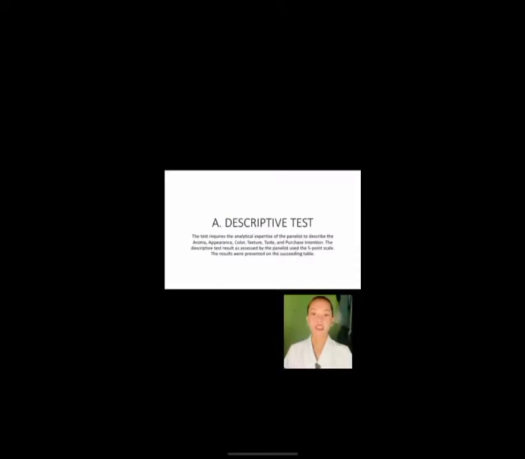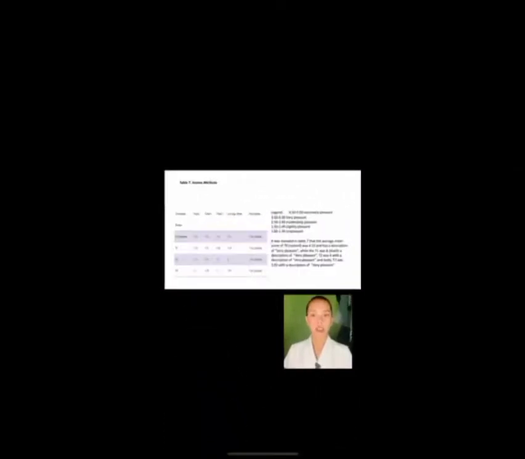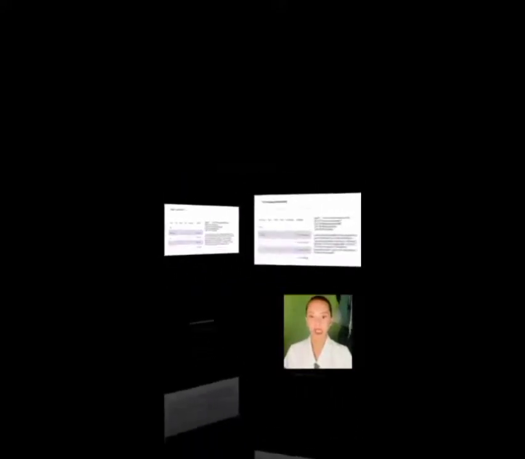The descriptive test result, as assessed by the panelists, used the 5-point scale. The results were presented on the succeeding table. Table 7, the aroma attribute. It was revealed in Table 7 that the average mean score of T0 or control was 4.13 with a description of very pleasant, while T1 was 4.16 with a description of very pleasant. T2 was 4 with a description of very pleasant, and lastly, T3 was 3.92 with a description of very pleasant.